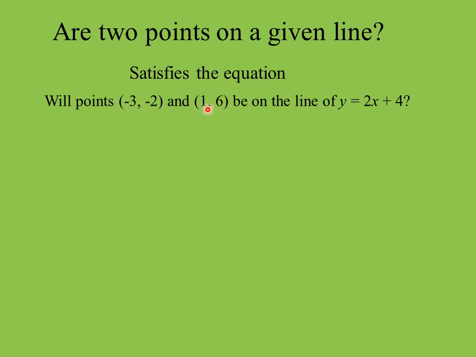This is the coordinates I'm talking about. So, negative 3, negative 2, and 1, 6, are they on the line? I accidentally brought up my next sentence too early, so just ignore this for the moment. Are they on this line here?